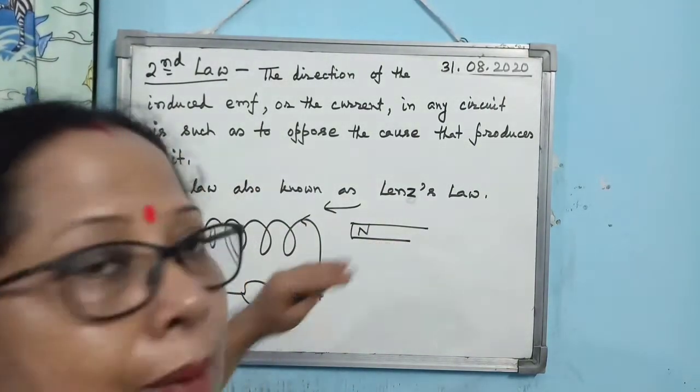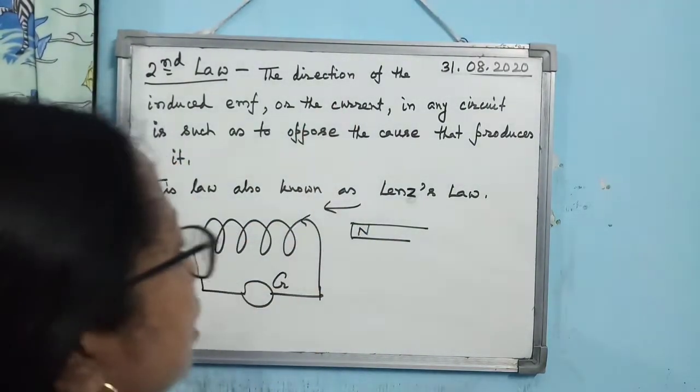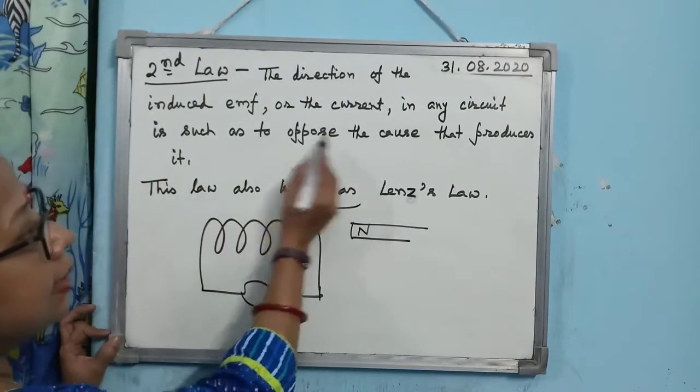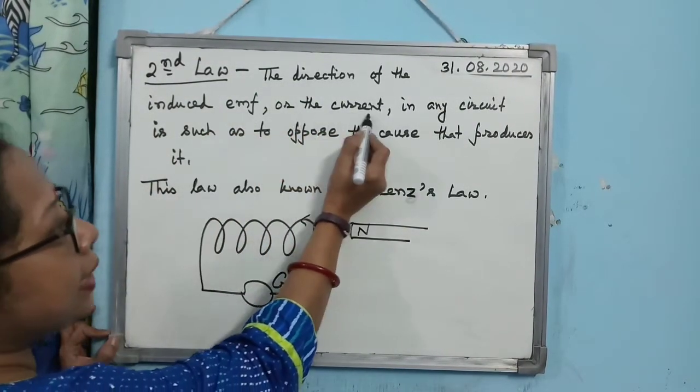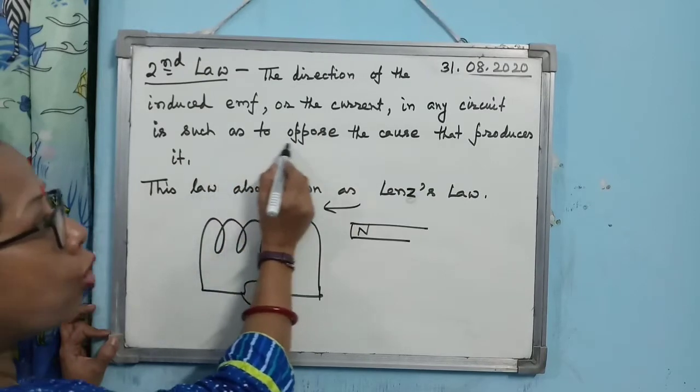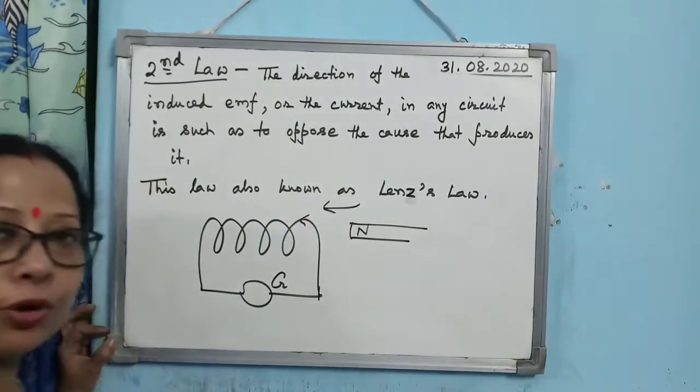So let us apply this Lenz's law here. You see what is said, that the direction of the current should be such that it opposes the cause that produces it.